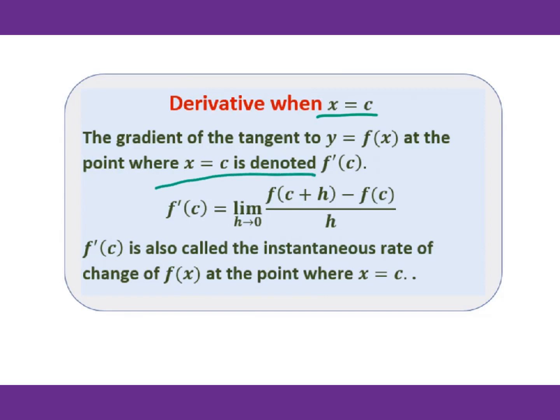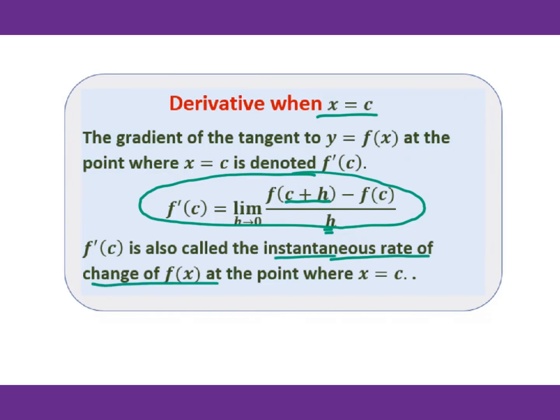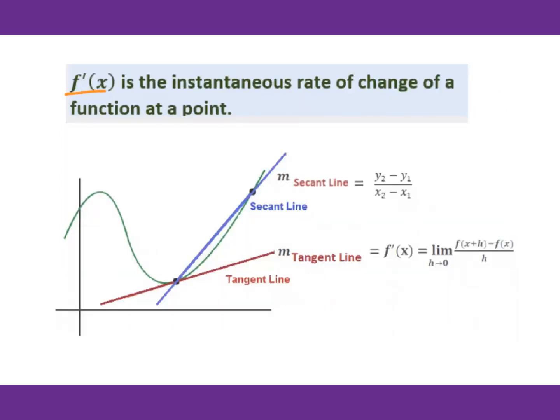it will be f'(c) equals limit as h approaches 0 of f(c + h) minus f(c) over h. f'(c) is also called the instantaneous rate of change of f(x) at the point when x equals c. f'(x) is the instantaneous rate of change of a function at a point.